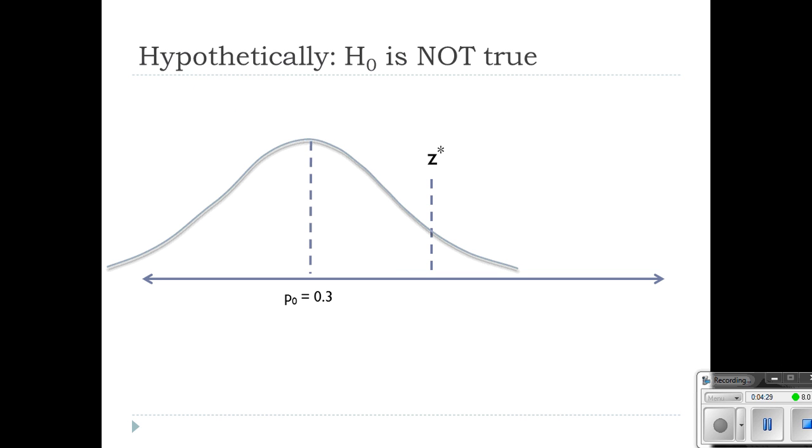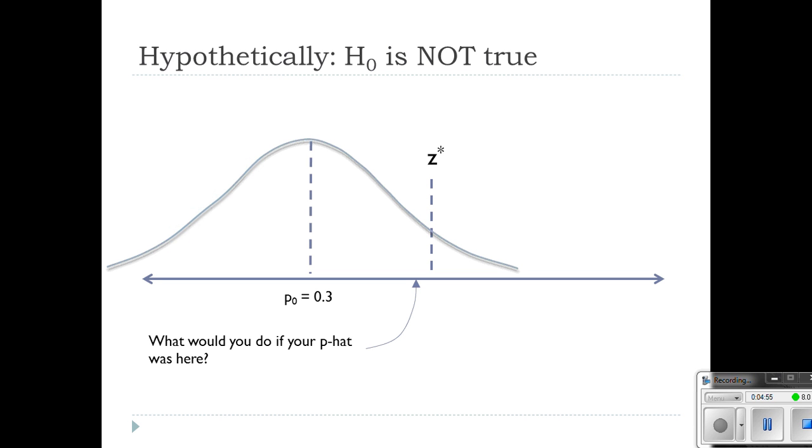Okay, so let's take another look at the situation. Here's our sampling distribution, and remember we're assuming that our null hypothesis, which said that the parameter was equal to 30%, is true. This is what our distribution would look like, a normal distribution centered around 0.3. But suppose it's not true. We don't ever actually know this in advance, but let's just say that it's not true.